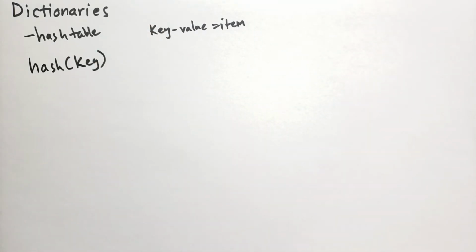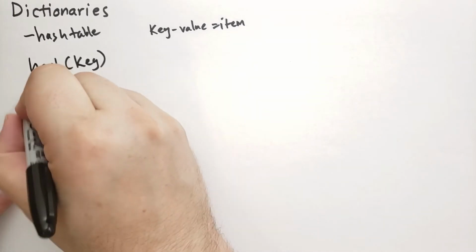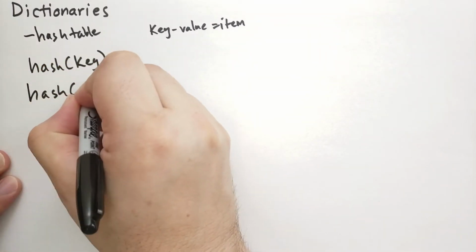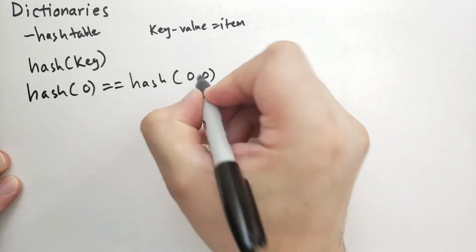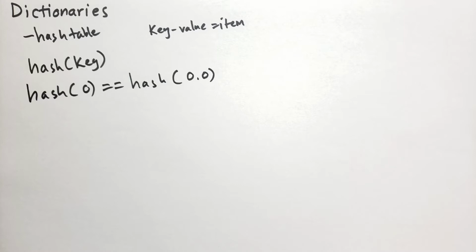Hashable objects typically include any and all immutables in Python. The hash function will always return the same value for two objects that compare equally. For instance, if you take the hash of the integer 0, that should be equal to the hash of the float 0. It is possible that the hash function will return the same value for two unequal objects, but this is very unlikely.